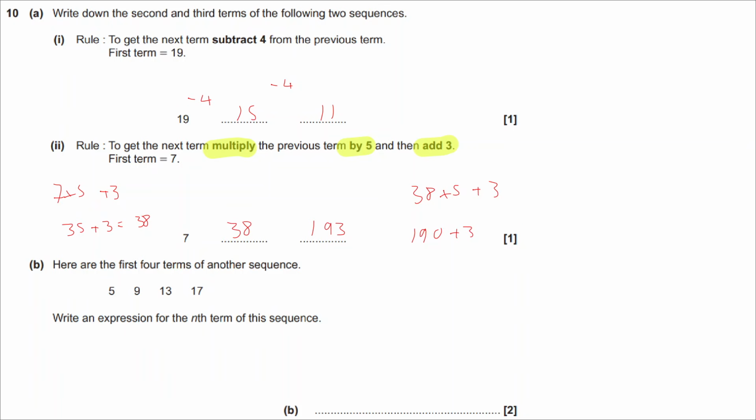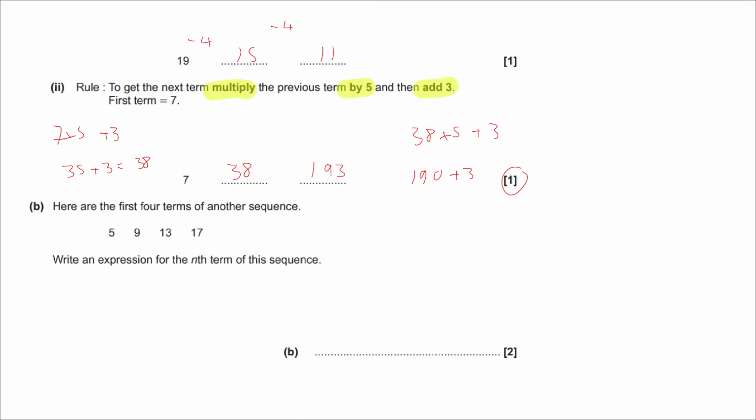We are good. Perfect. Here are the first 4 terms of another sequence: 5, 9, 13, 17. Write an expression for the nth term of the sequence. Okay, so it's the nth term. I'm going to write the sequence again over here because I like to go through it in a particular way. So we've got 5, 9, 13, 17.